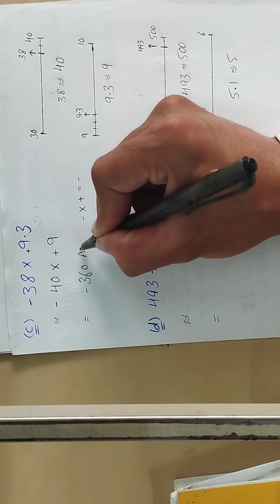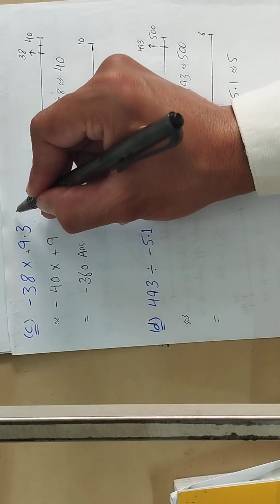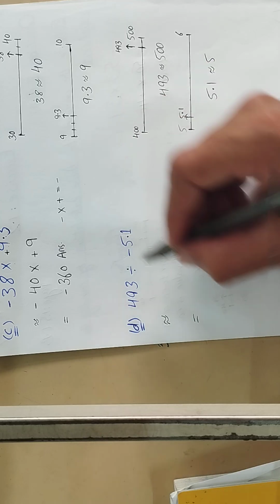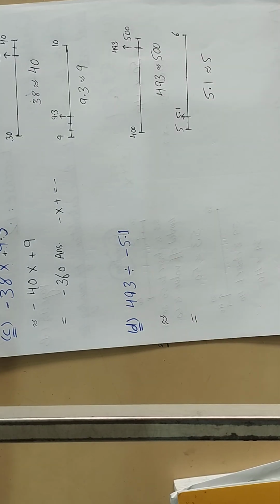Now our answer is complete. This one is our required answer. This one is the estimated answer of this calculation. Okay. Now let's see the fourth part. 493 divided by minus 5.1.